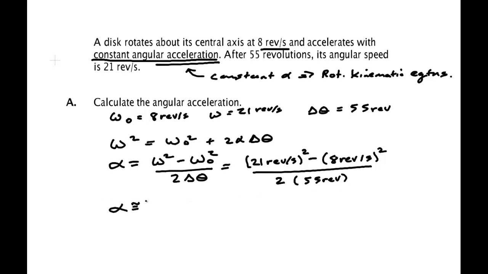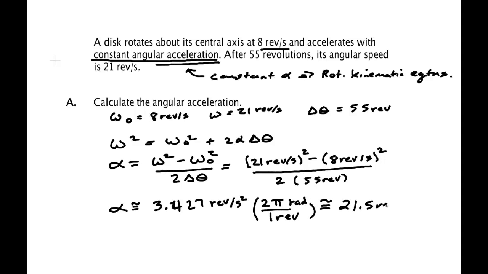When you plug all that in, that gives me 3.427 revolutions per second squared. That's not in the normal rads per second squared, so we'll want to multiply that by 2 pi radians for 1 revolution. And when I do that, I get 21.5 radians per second squared.